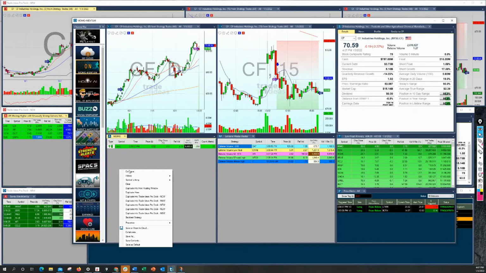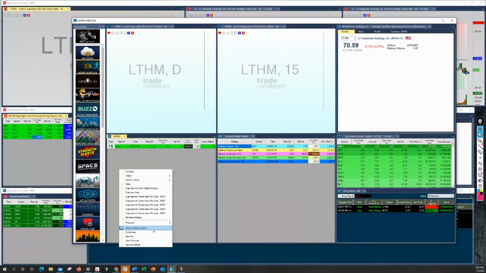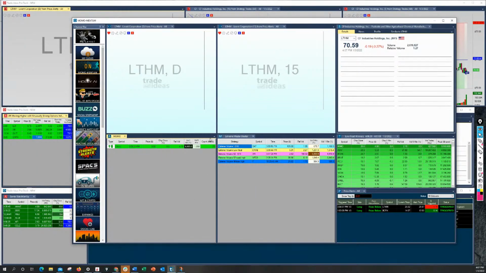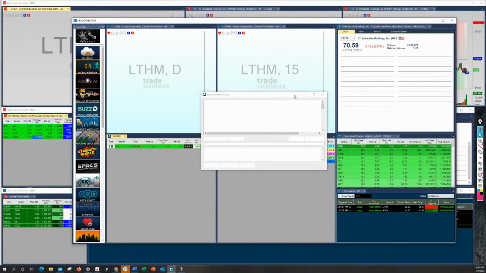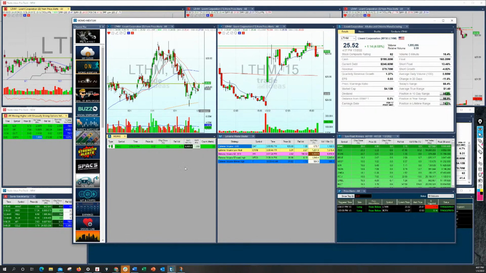You can go ahead and right click and then save or share to cloud, and then you save those changes that you made to your cloud, and then they'll be up there in your cloud whenever you want that scan or however you want to load that. If you make changes to the channel bar, you can't save those changes in the channel bar itself. You have to save that particular scan and then move forward like that.